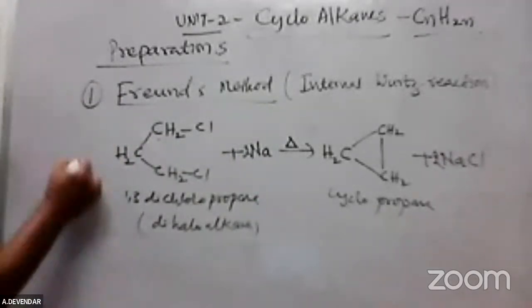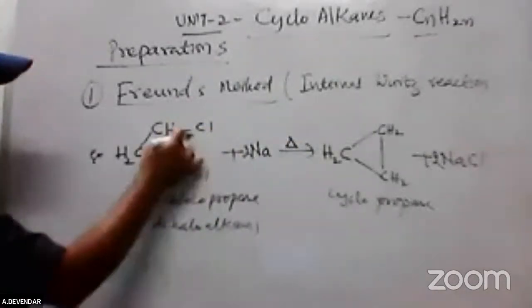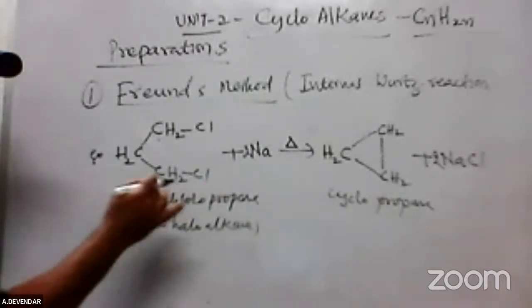That means the same: halides are there, and also in the presence of sodium metal. That's why it is a preparation of this one. This is Freund's method. You can take any one. This is the first example I am taking. If you want cyclobutane, instead of 1,3-dichloropropane you take 1,4-dichlorobutane. You get cyclobutane. This is about Freund's method. From this Freund method, you can easily prepare cycloalkanes.